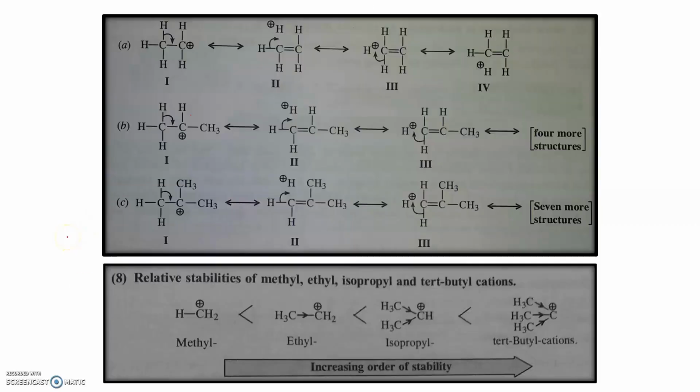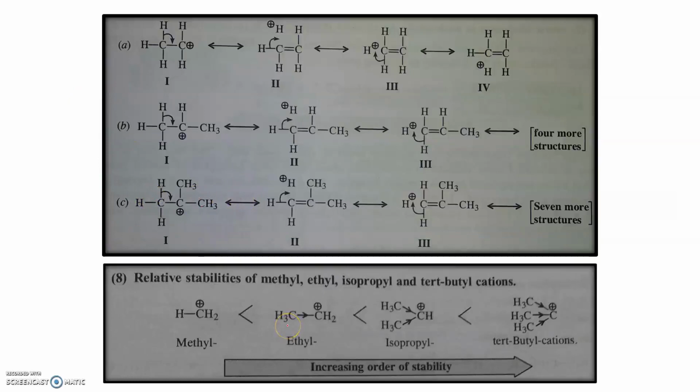We say that the tertiary carbocation is more stable because it has 10 hyperconjugative forms, and secondary only has 7 hyperconjugative forms, and primary only has 4 hyperconjugative forms. So the order of stability increases in a trend like this. Tertiary carbocation has the most stability.